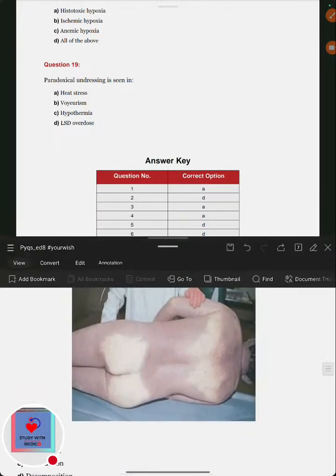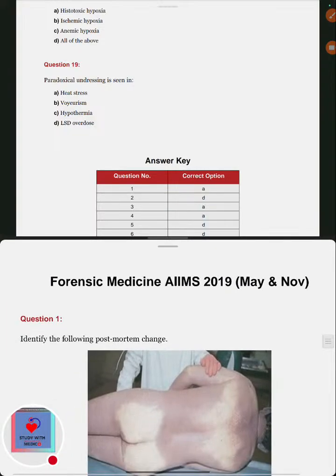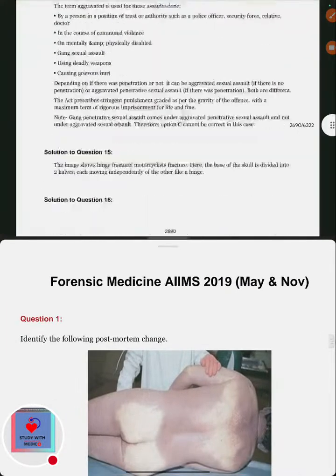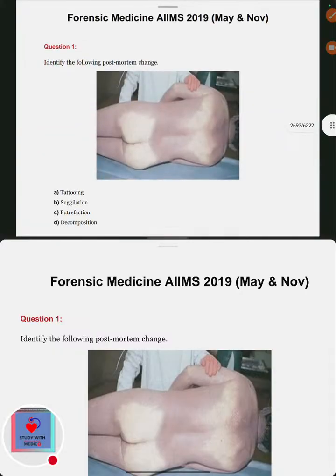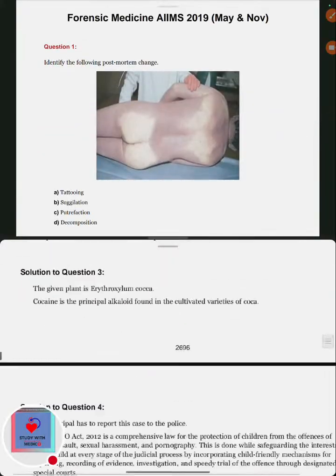This one was again asked in 2019. This one was again asked, postmortem lividity.